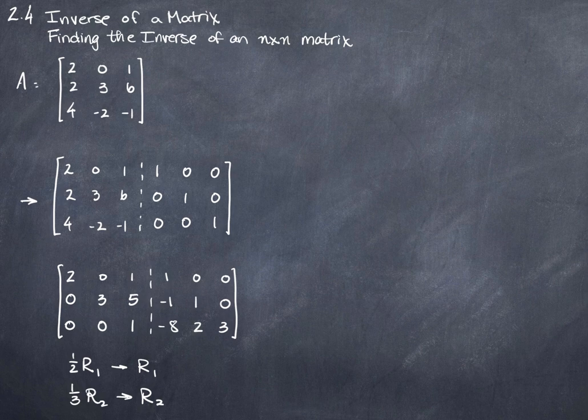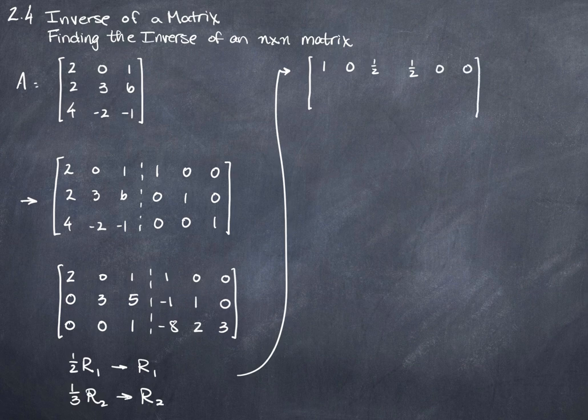So both my row 1 and my row 2 are going to change. Row 1, I'm going to go up here, is going to be half the size it was. And that's all of row 1. So I'm going to have half of 2, half of 0, half of 1, half of 1, half of 0, half of 0. Okay, and then row 2, I'm going to cut in thirds. A third of 0, a third of 3, a third of 5, a third of -1, a third of +1, and a third of 0.